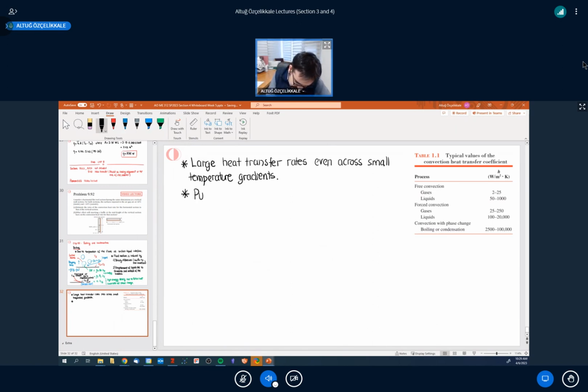Most typical ones are power plants, refrigeration, electronic cooling.